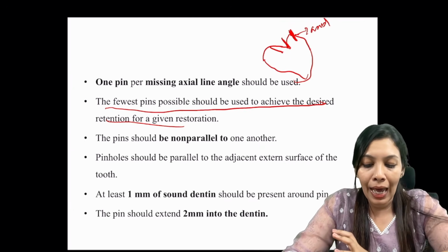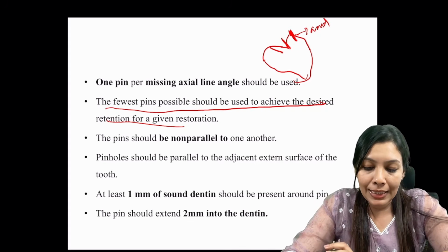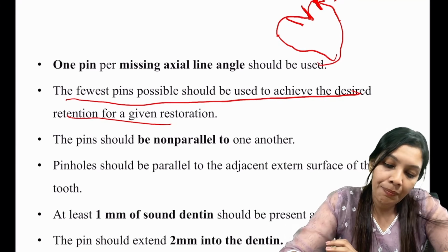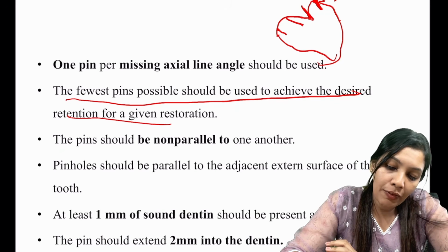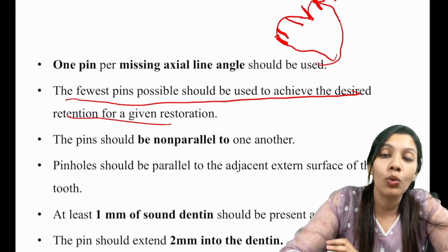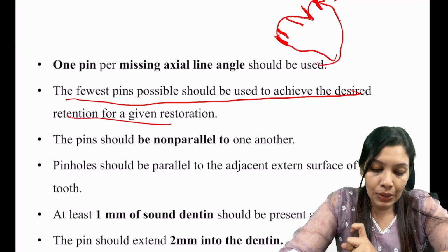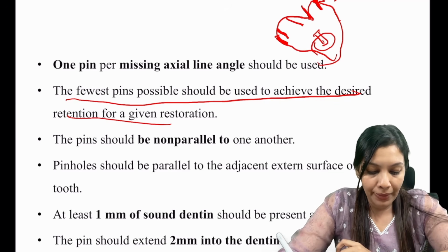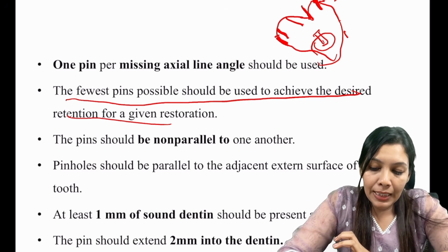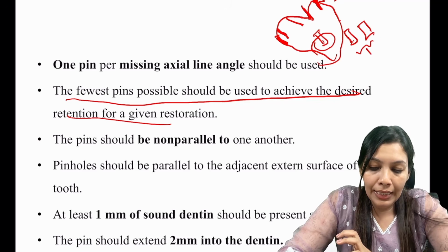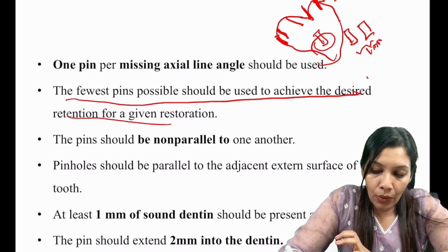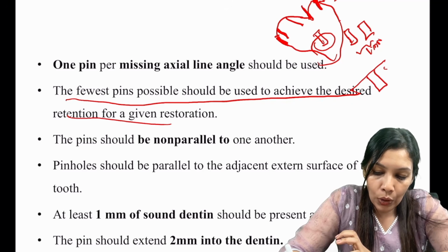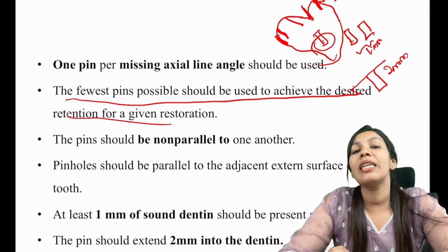The pinhole should be parallel to the adjacent external surface of the tooth, and the pin which we place should be parallel to the tooth surface, right? At least 1 mm of sound dentine should be seen once we place the pin. The distance between two pinholes should be at least 1 mm, and the pinhole should extend at least 2 mm into the dentine. So these are the basic rules.